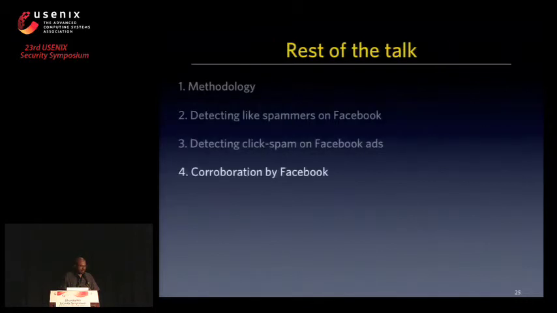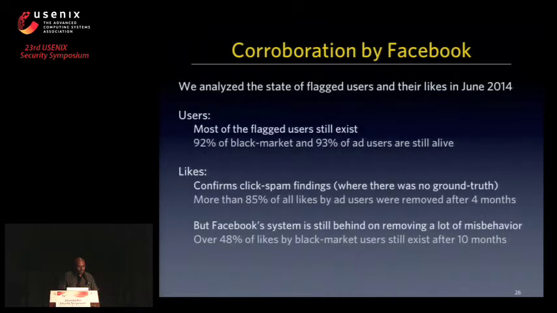So far we have identified like spammers, and we also applied it to find click spam. While doing this work, we found out that Facebook has its own defense system deployed, called CopyCatch, to catch like spammers. So we wanted to validate our findings with Facebook. We carried out this whole set of experiments over the year 2013, and we took another snapshot of all the users we flagged and their activity, very recently in June 2014. And we can make three interesting observations.